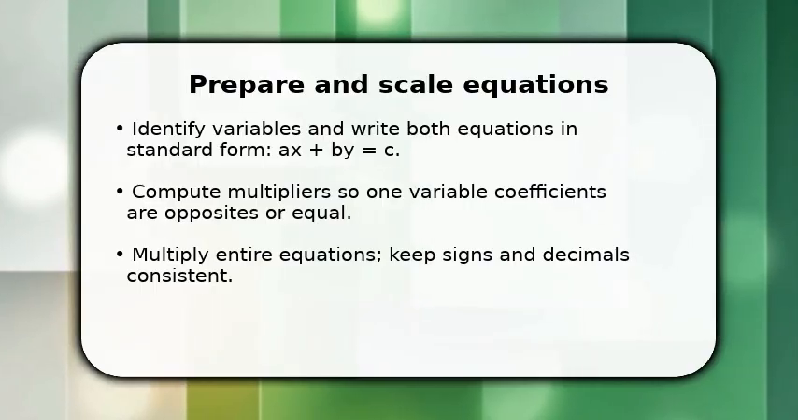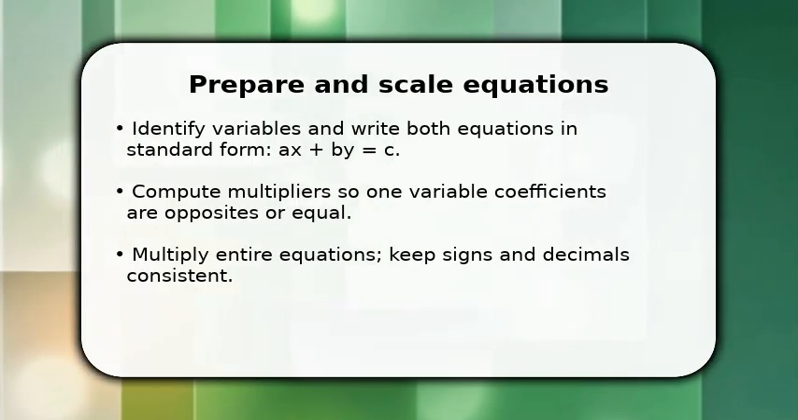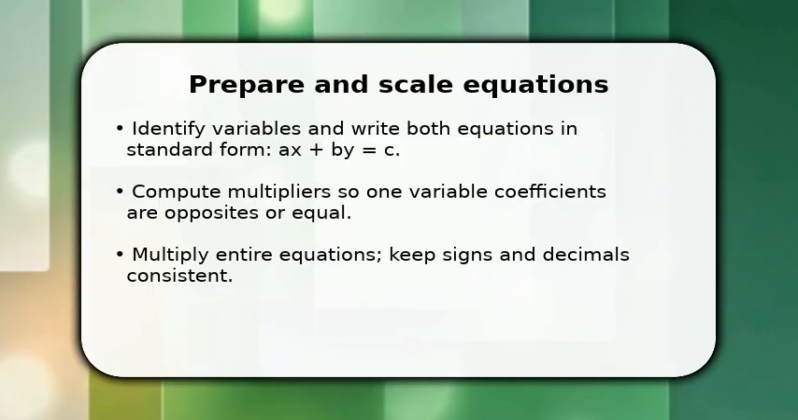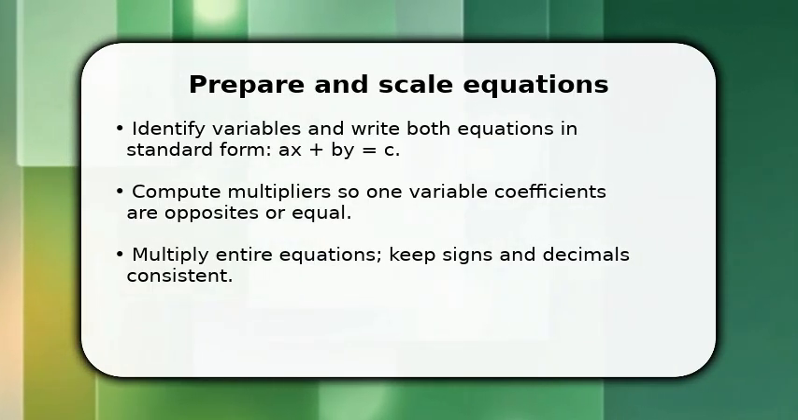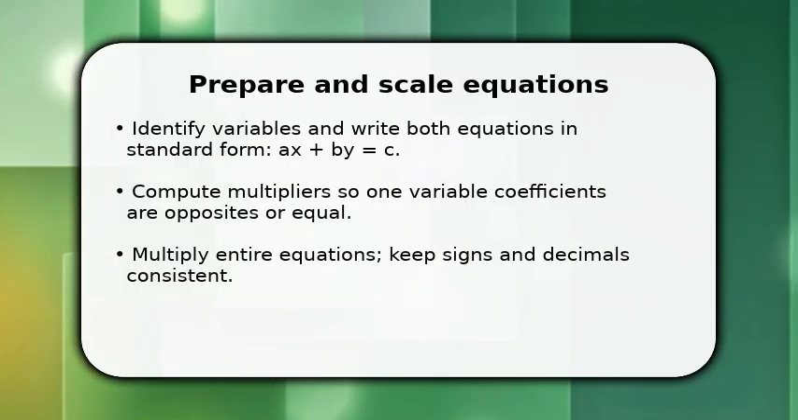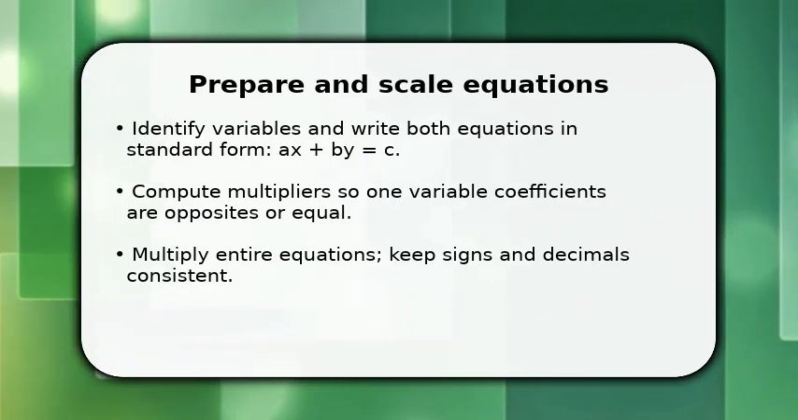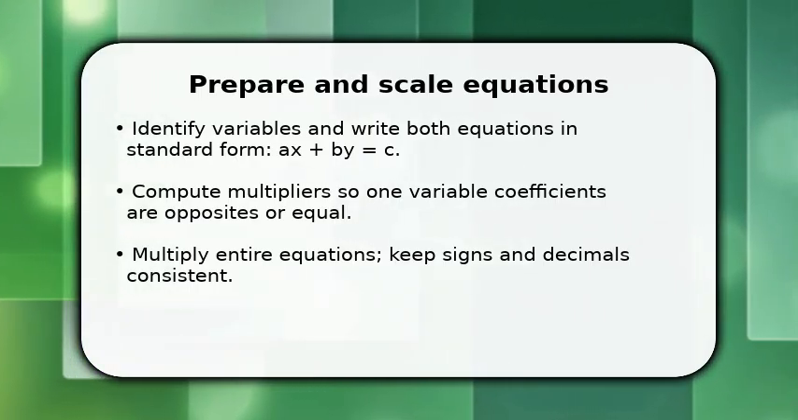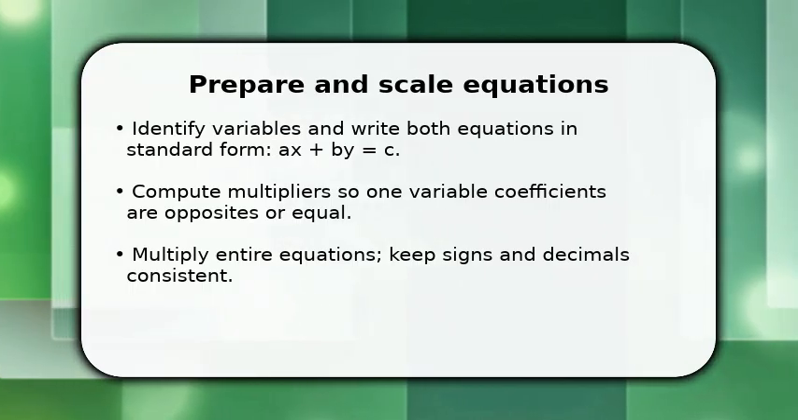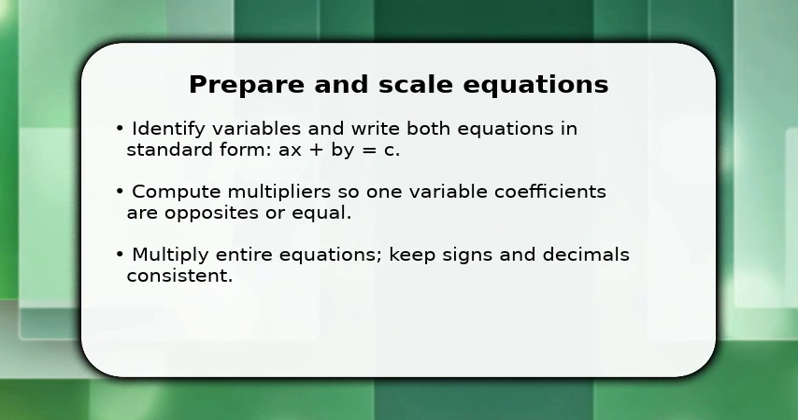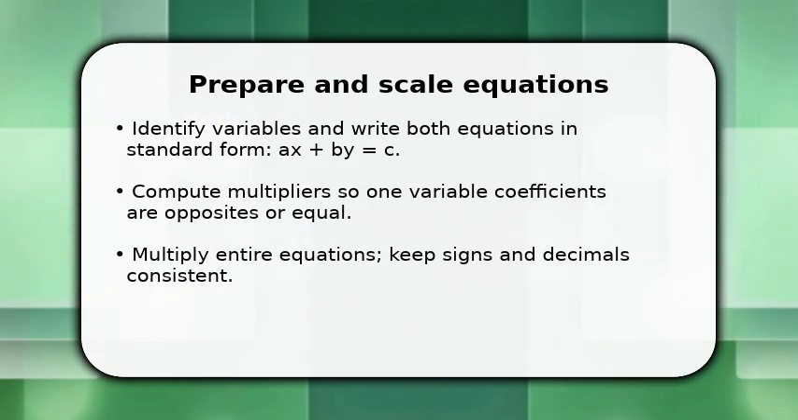You start by placing both equations in standard form and deciding which variable to eliminate. Once chosen, compute the smallest integer multipliers that make one variable coefficients match in magnitude. Multiply each entire equation by its multiplier carefully. Do not alter a single term. Make sure to keep track of signs, positive versus negative, because an error here will derail the cancellation. Once done, line the new equations up so corresponding terms are vertically aligned and ready for elimination.